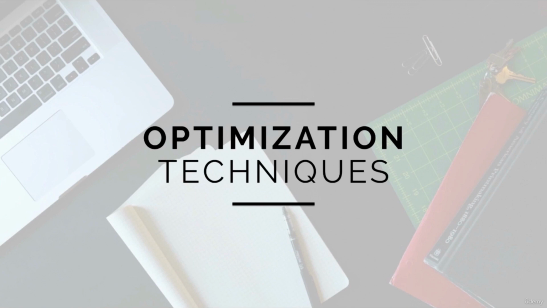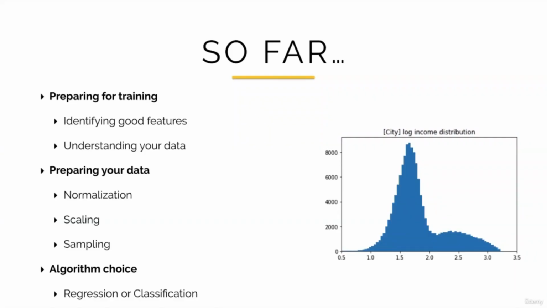In this lecture, we're going to look at optimization techniques for our algorithms. Before that, though, let's take a quick recap of what we've done so far. First, we looked into preparing for training, so identifying potential good features and just generally going about understanding our data. Then we went into more detail about preparing our data with techniques using like normalization, scaling, and the importance of sampling.